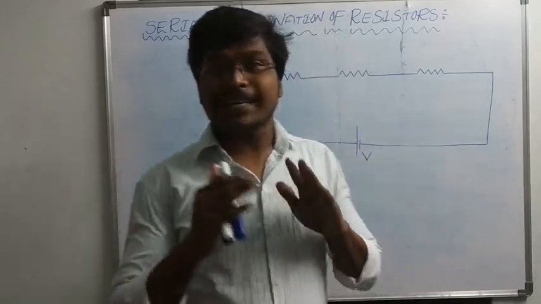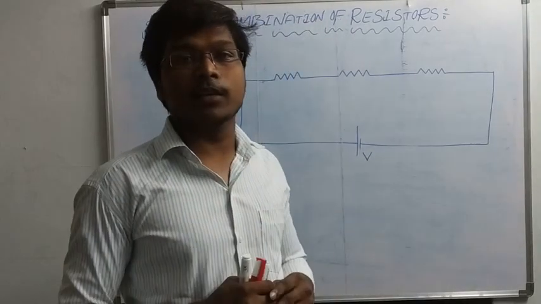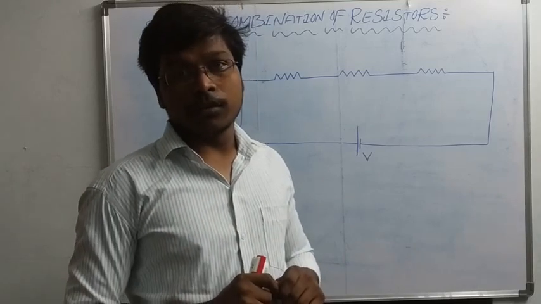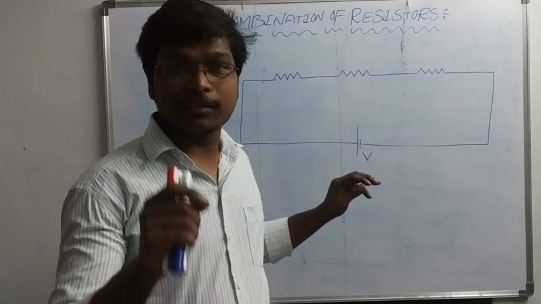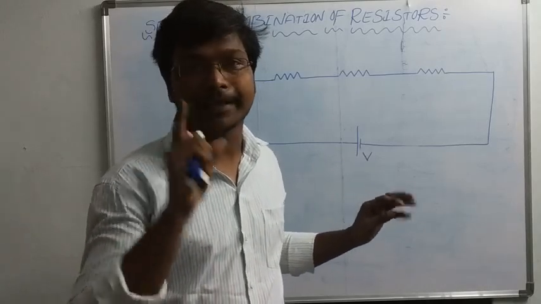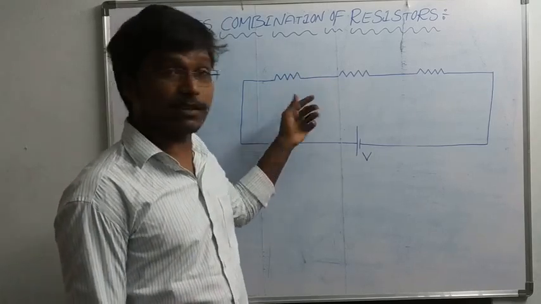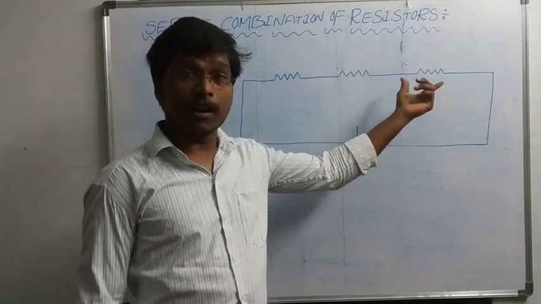Now let us consider an electrical circuit. That electrical circuit has 3 resistors and 1 battery. This is an electrical circuit with 3 resistors: first one, second one, and third one, and a battery.